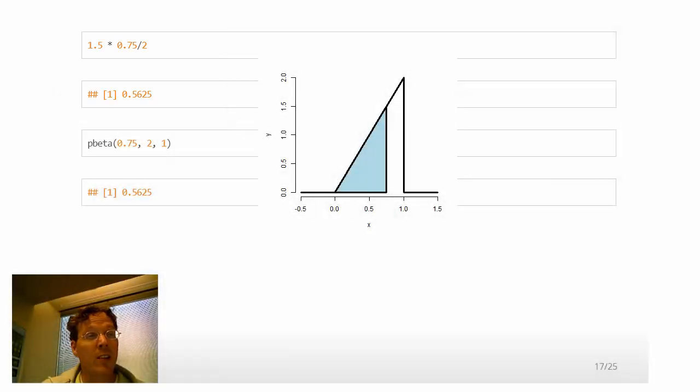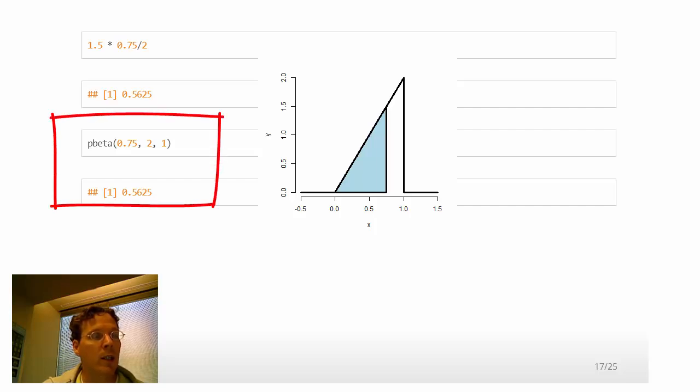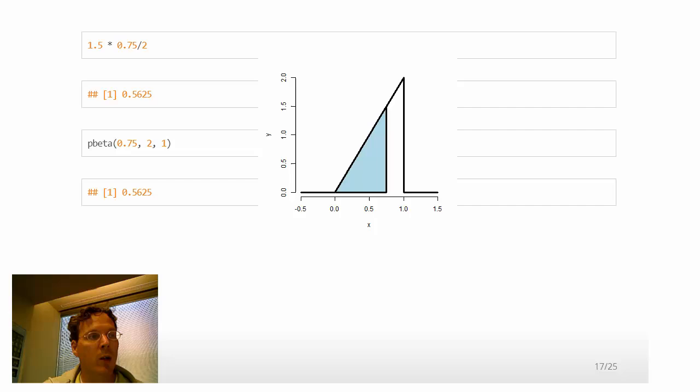It turns out that this density is actually a special case of a known density called the beta distribution, and I give you the R code here for directly getting this probability from the beta distribution. Of course we don't need it because it's just working with triangles. However, in more complicated settings we're going to need these functions.